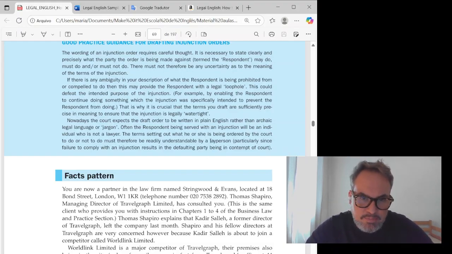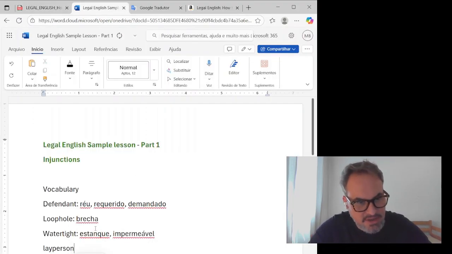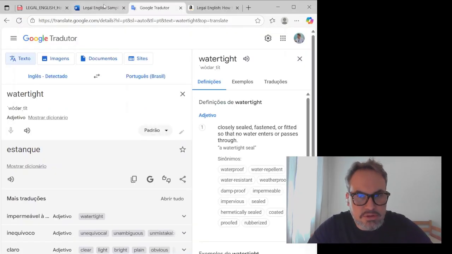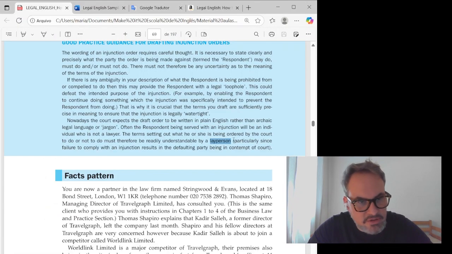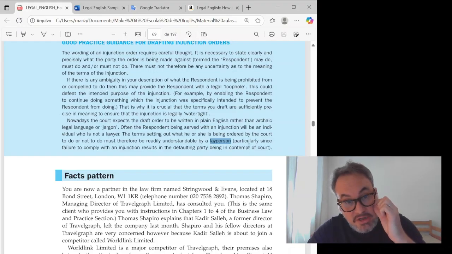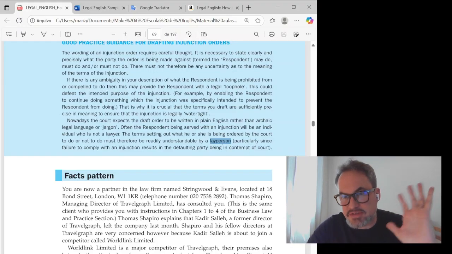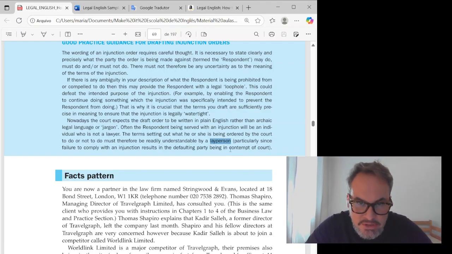So, let's see here. Layperson. Layperson would be someone who is not a lawyer. Okay, in Portuguese we would call it leigo. So let's write it down. Sorry, here it is. Particularly since failure to comply with an injunction, considering that, not complying with that, right? Not obeying that court order would be considered an offense to the law, sometimes even a crime, like here in Brazil. Let's see here, contempt.